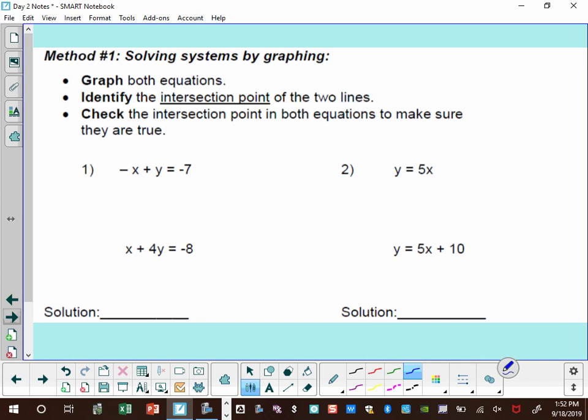Look at number one. Negative x plus y is equal to negative 7. Let's solve for y. Put 1x on both sides, so we're going to add x to both sides. And now I have y equals x minus 7.